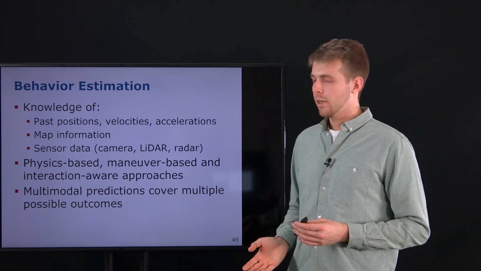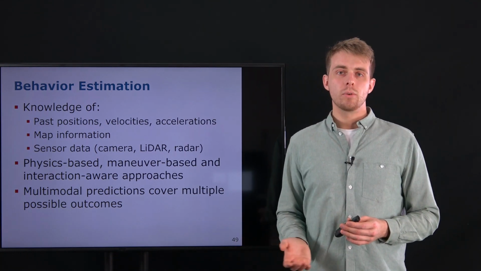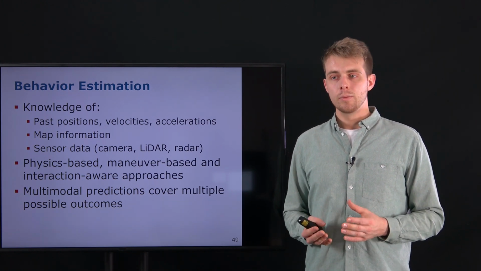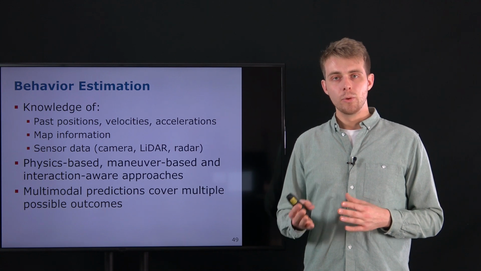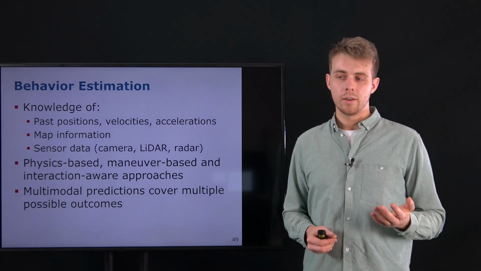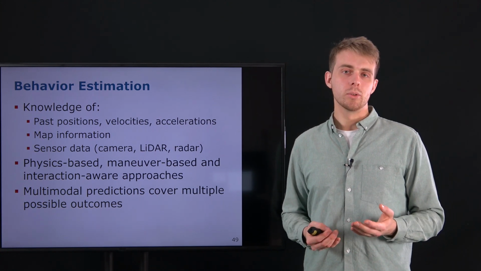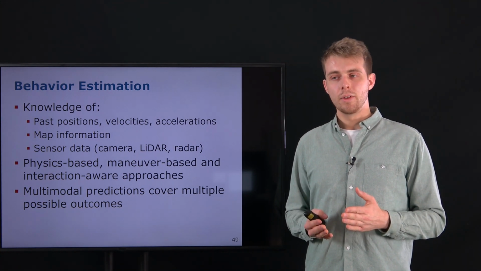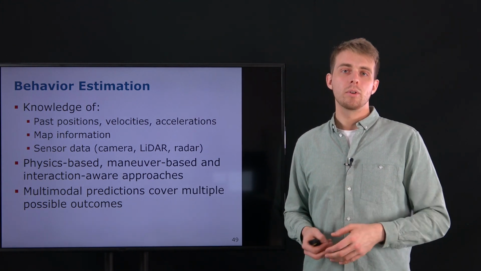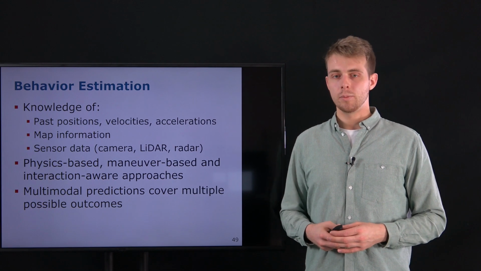One important thing when it comes to behavior estimation is to account for the multimodal nature of this problem. So sometimes different future behaviors of cars are equally likely. So you cannot say whether the car is going straight, or going straight and then making a left turn. So you need to account for different possible outcomes.